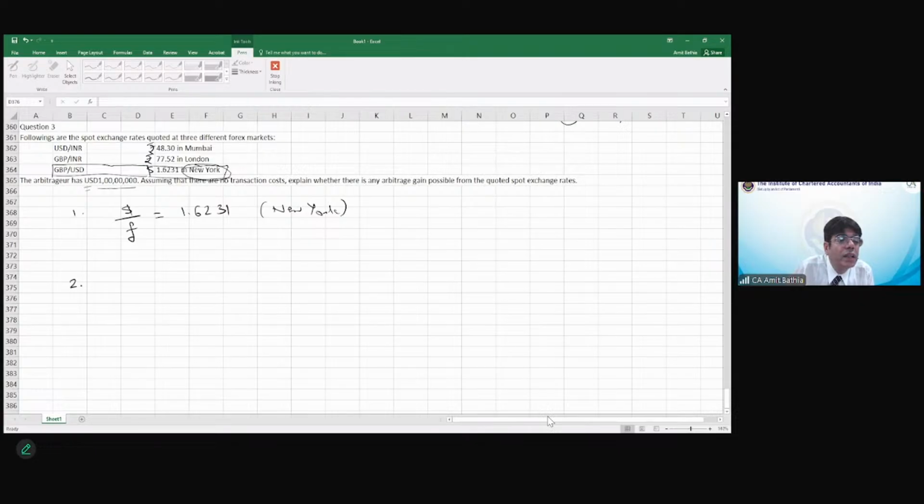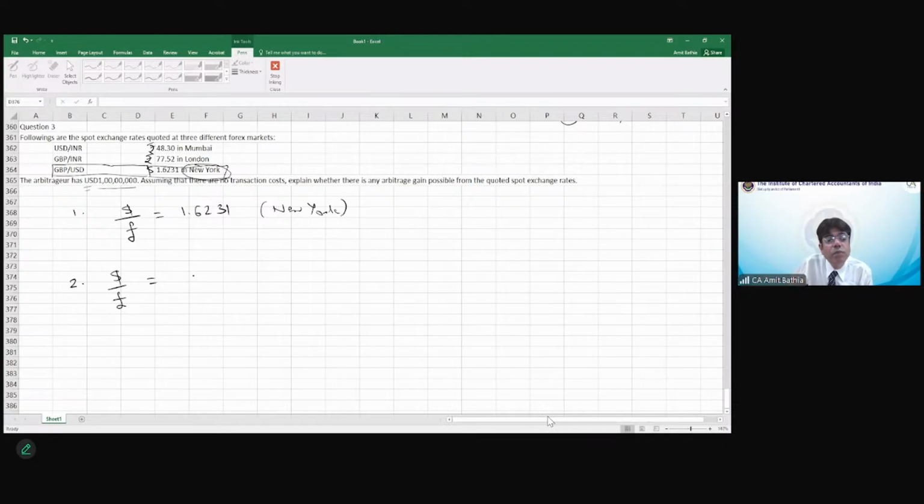Now I am going to find the second rate, because again I want to find the dollar upon pound rate. This is what I want to find. Then whatever rate I get as per the cross currency calculations, I will compare the two. If the two values are not the same, there is an arbitrage opportunity. So how does that work? Let's see. I want the dollar upon pound rate.